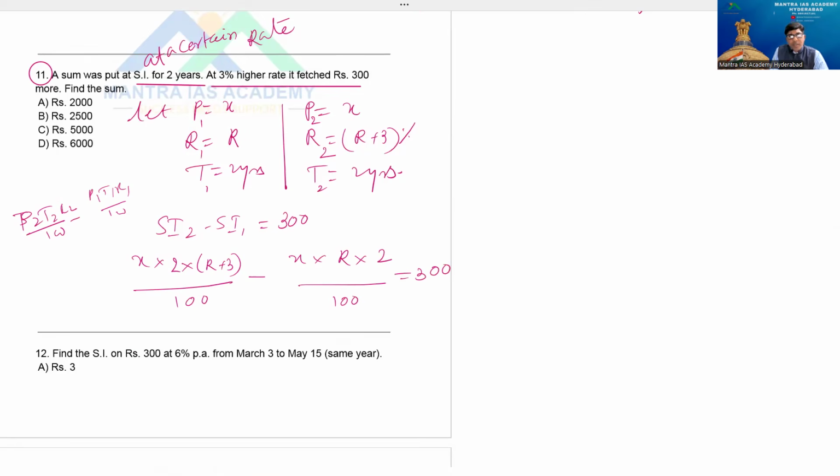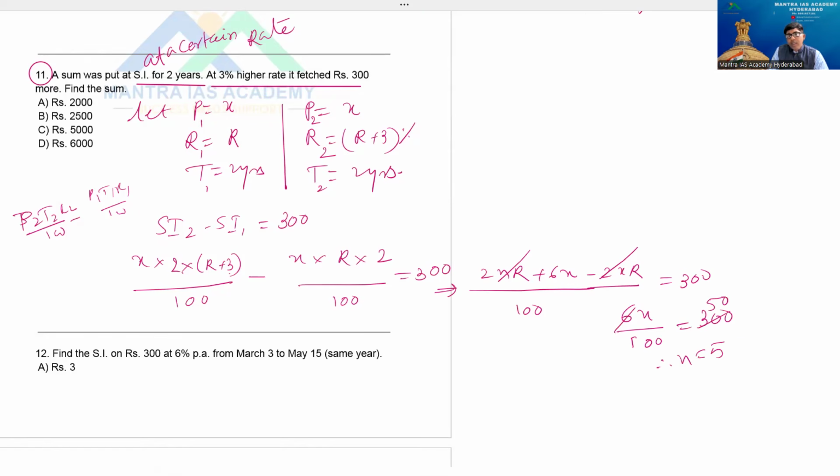Of course, the LCM here is 100. Taking this, 2 into X into R: 2XR plus 6X (2 into 3), minus 2XR, is equal to 300. So this cancels here. 6X by 100 is equal to 300. 6 5s are 30, so X is 50 into 100, it's confirmed. 5000 is the principal. The principal amount is 5000.